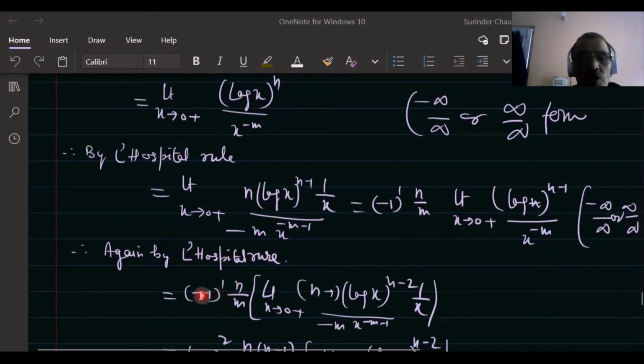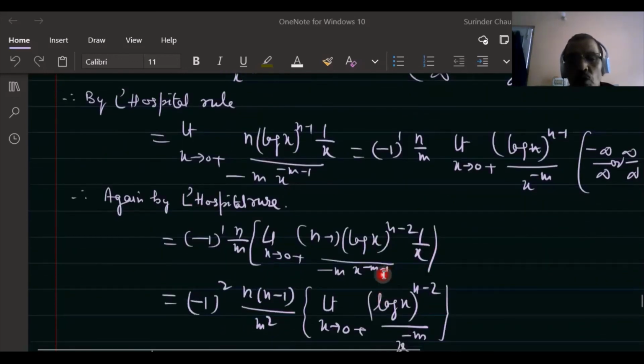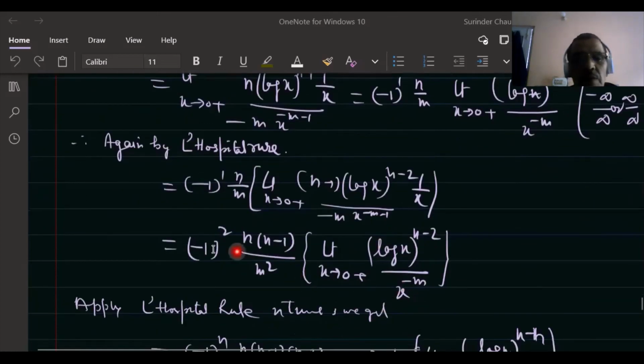Minus 1 is outside, n upon m is outside. The limit as x goes to 0 from the positive side of the derivative of the numerator will be n minus 1 log of x to the power n minus 2 times 1 upon x, over minus m x to the power minus m minus 1. After simplification, x goes to the numerator and the power will be the same. So minus 1 squared, n into n minus 1 upon m squared, the limit as x goes to 0 of log of x to the power n minus 2 upon x to the power minus m.